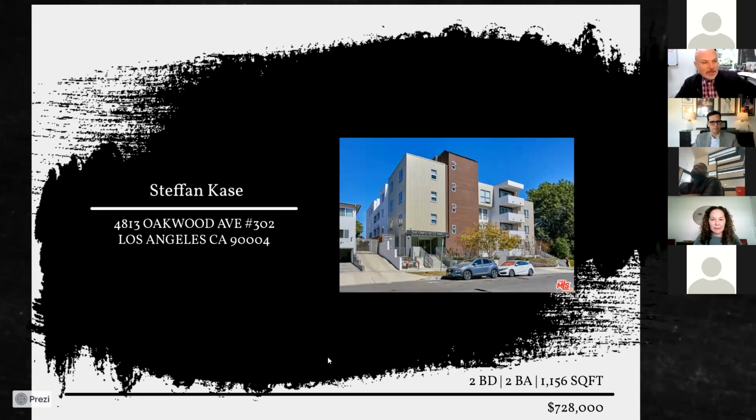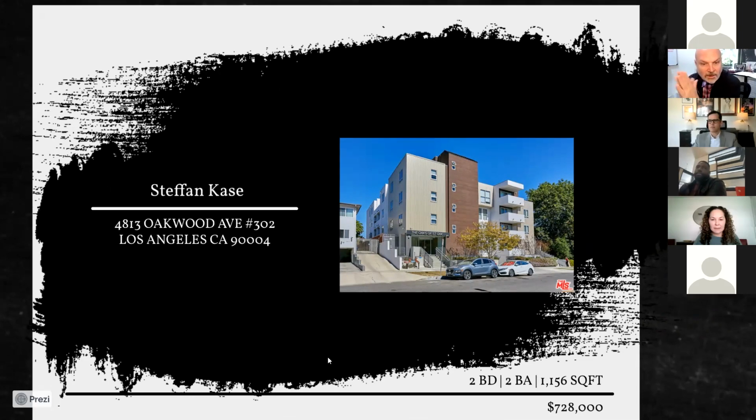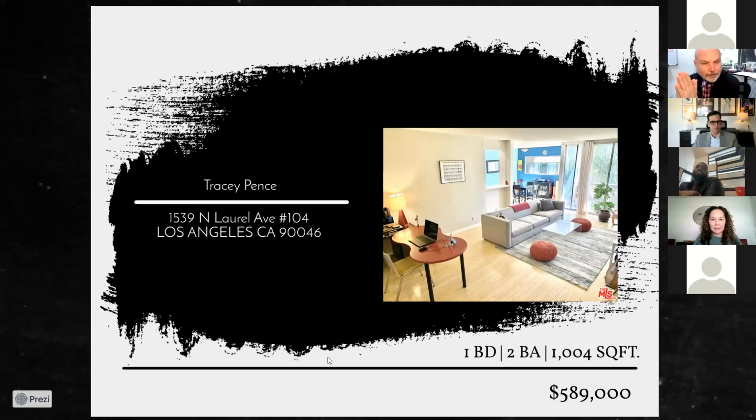Stefan on Oakwood, a condo, 2-bedroom, 2-bath, 1,156 square feet for $728,000. It's like newer construction. Tracy Pence on Laurel Avenue, 1-bedroom, 2-bath, 1,004 square feet for $589,000. Tracy, is that still available or is that the one that just closed?